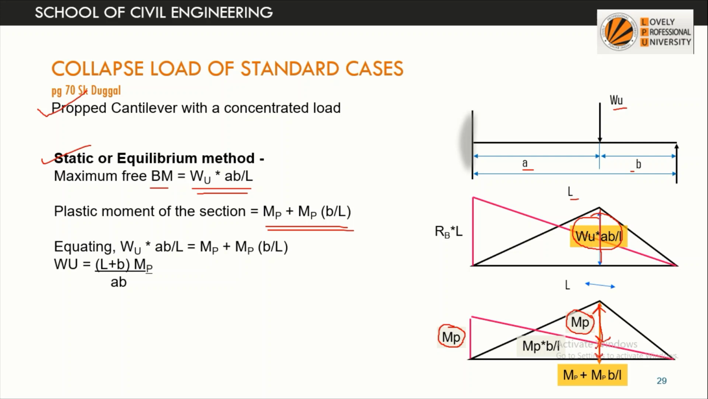So what will be the value? For a length of L, this height is Mp. So Mp by L into this length b, so we will get this ordinate as Mp by L into b. So what will be the total height of this plastic moment? It will be Mp plus Mp into b by L. So simply equate these two equations, and we will get Mp equals Wu into a b divided by (L plus b).